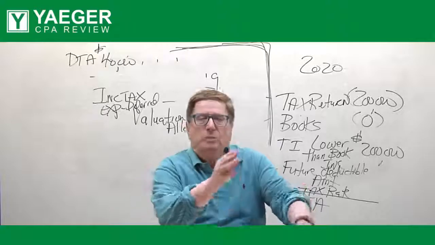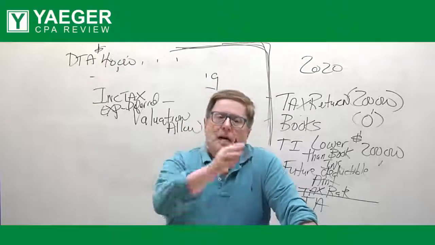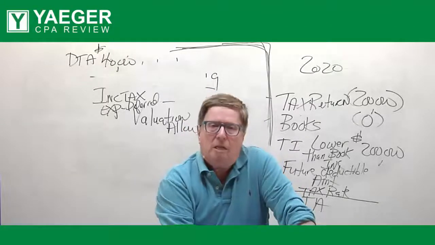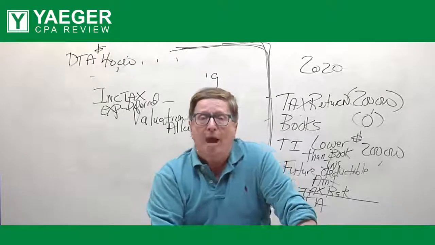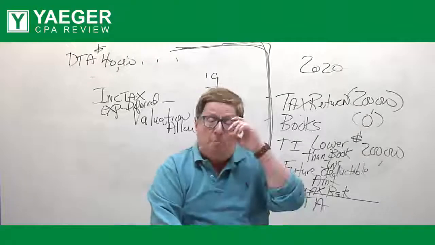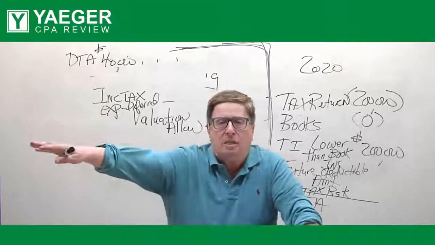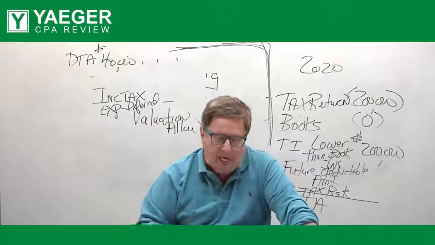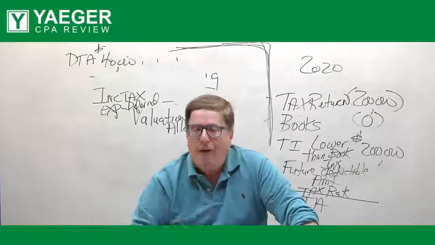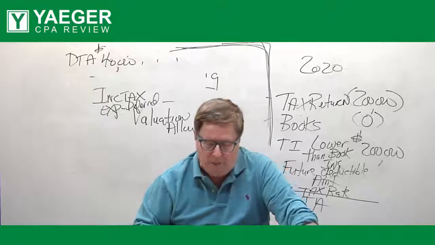Now please remember, deferred tax assets and deferred tax liabilities are now shown on the balance sheet as non-current items. They're both non-current. Deferred tax assets are non-current assets. Deferred tax liabilities are non-current liabilities.